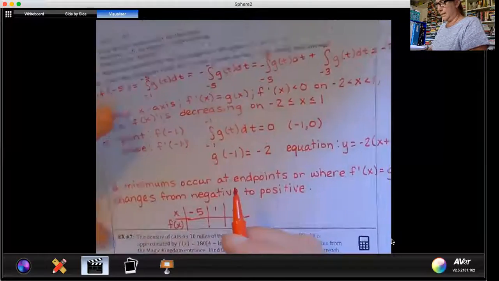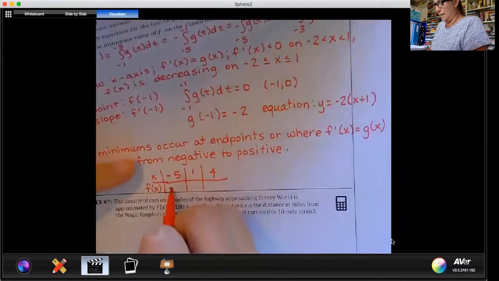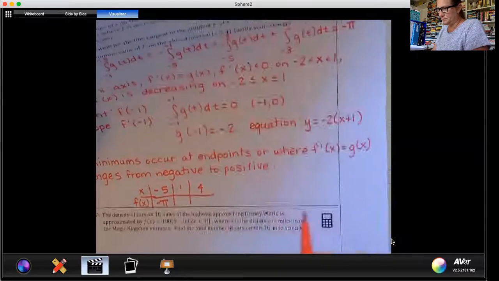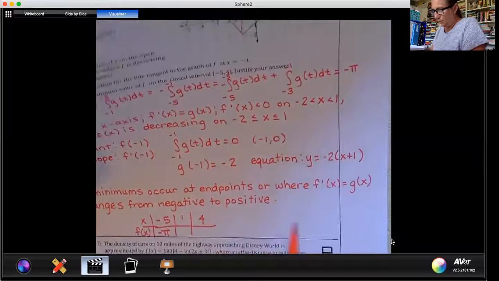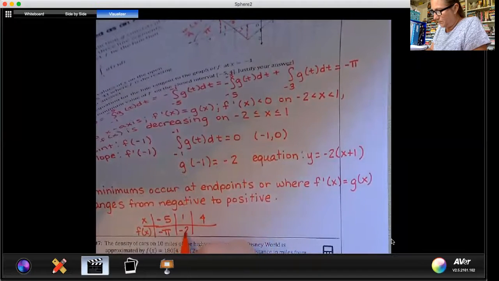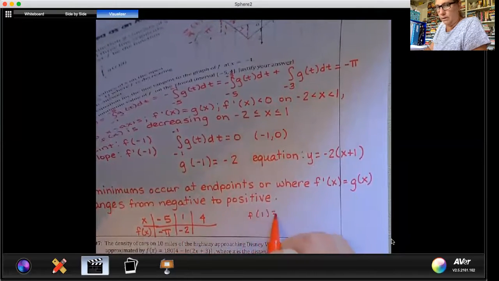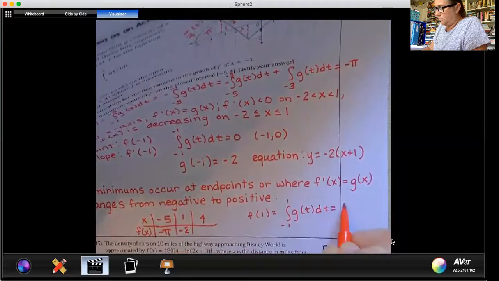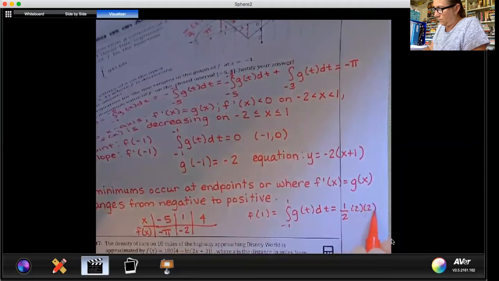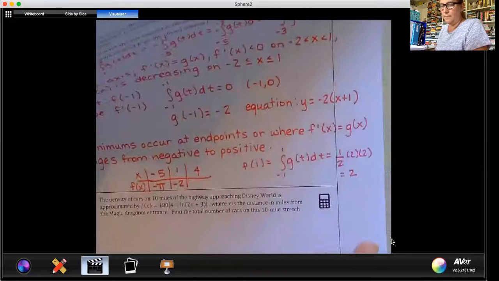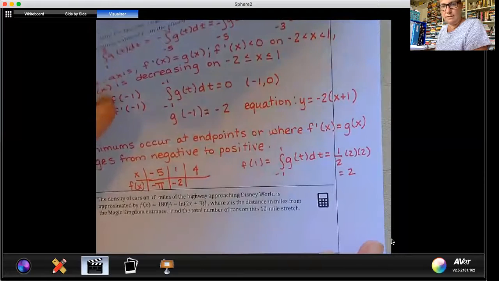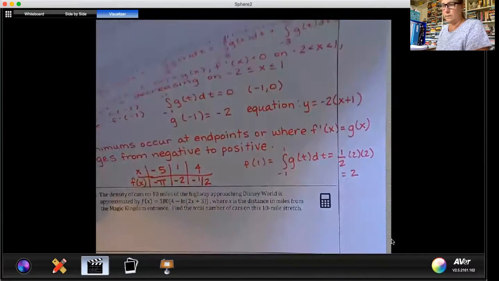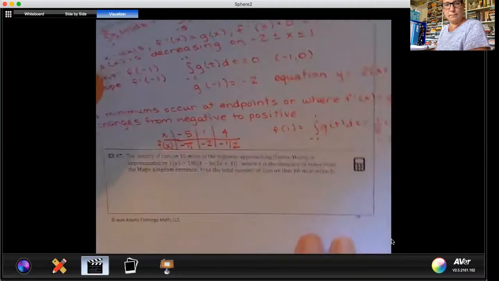Well, we've already done -5. We did that in part A, and that equals -pi. And when we plug in 1, we're going to get -2. f of 1 is our integral from -1 to 1 of g of t dt, which is just our area, in case you weren't real sure where that value came from. And it's going to be below the x-axis, so it's negative. And then we plug in 4, and we're going to get -1/2. So again, you can do that same thing there to get that value.